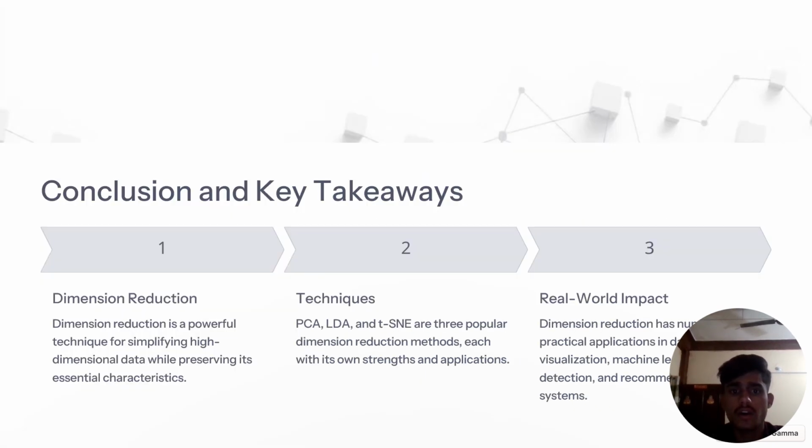Conclusion and takeaways. Dimension reduction techniques, real world impact. Dimension reduction is a powerful technique for simplifying high dimensional data while preserving its essential characteristics. Second, techniques. PCA, LDA, and t-SNE are three popular dimension reduction methods, each with its own strengths and applications. Real world impact. Dimension reduction has numerous practical applications in data visualization, machine learning, anomaly detection, and recommendation systems.